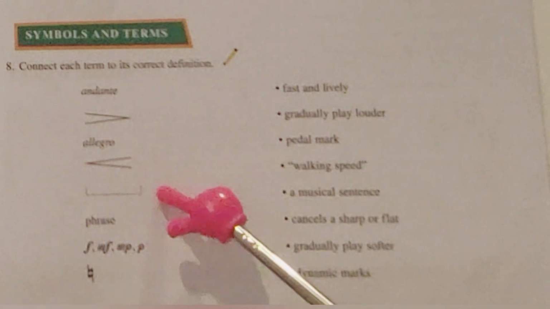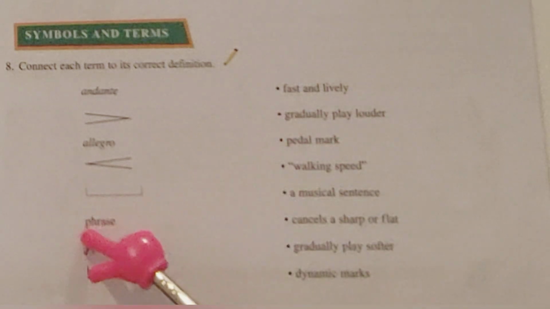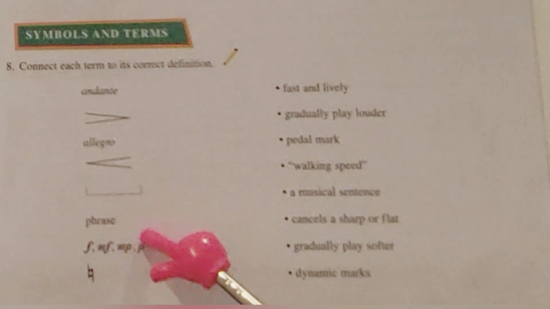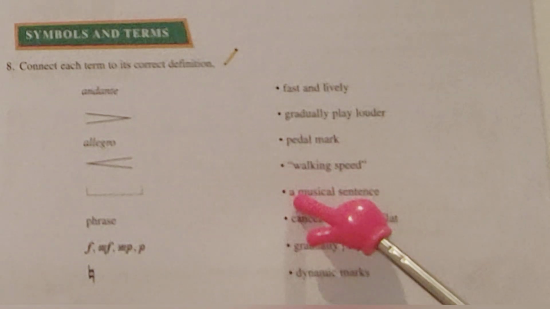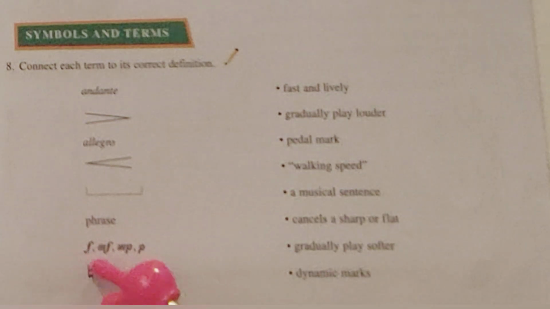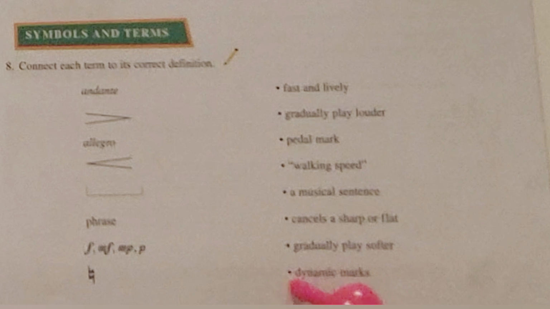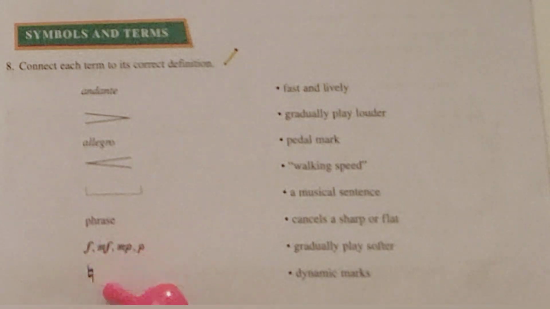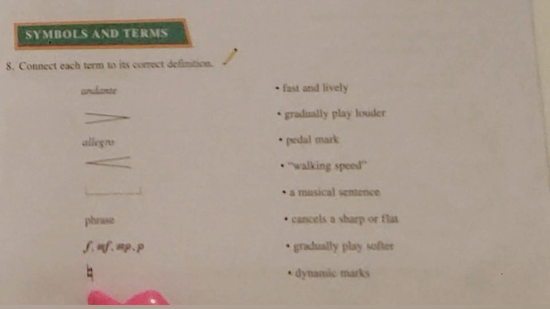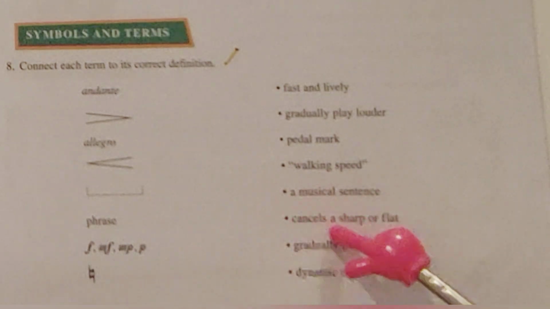This is for the pedal mark. Phrase. A phrase is a musical sentence. And all of these symbols indicate dynamic marks. And we learn this, to cancel the black key, which is the natural sign. It means cancel a sharp or flat.